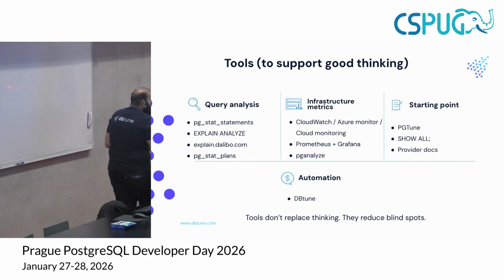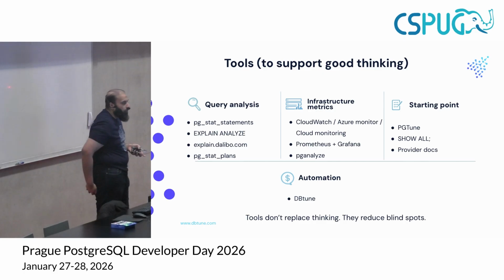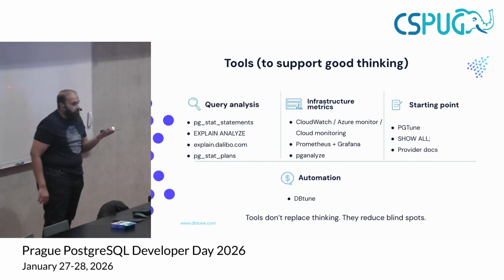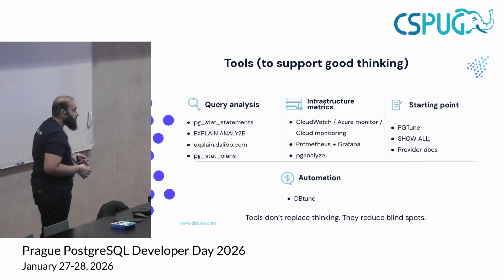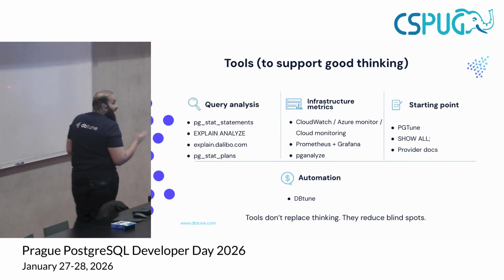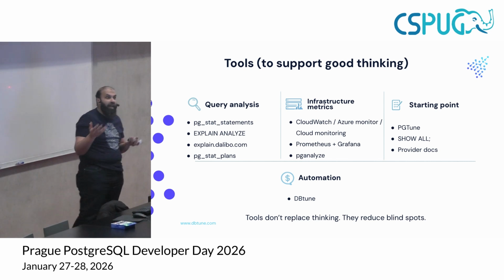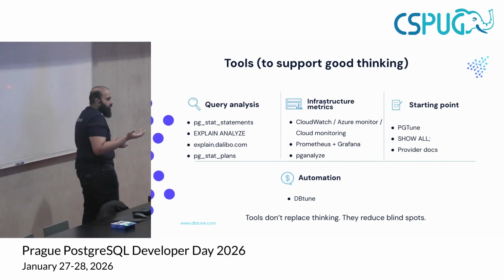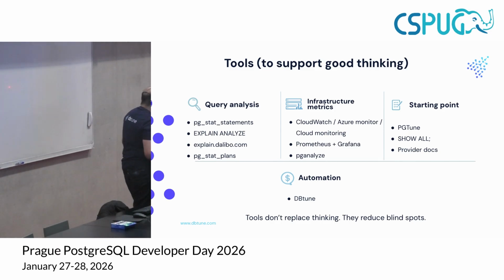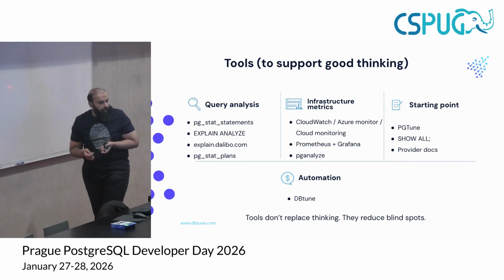Tools that are available today and are going to be helpful: as I mentioned, pg_stat_statements and EXPLAIN ANALYZE. For visualization, use explain.dalibo.com. For monitoring any kind of plan changes, you should look at pg_stat_plans. For infrastructure metrics, people are aware of Prometheus and Grafana. If you are on AWS, you have got CloudWatch. On Azure, you have got Azure Monitor. Then you have got a very popular tool called pgAnalyze as well.